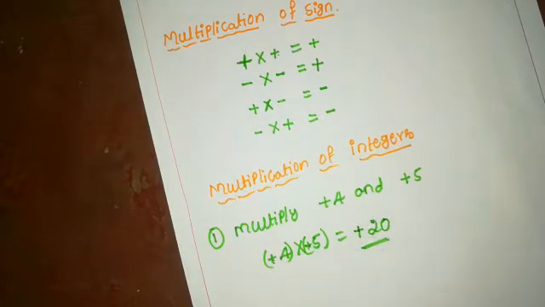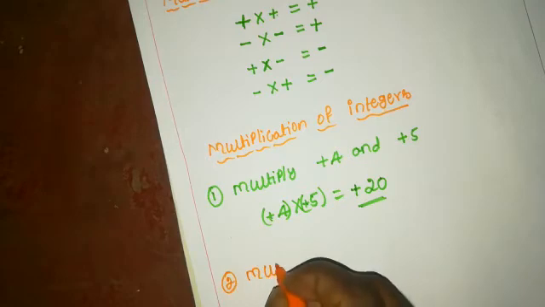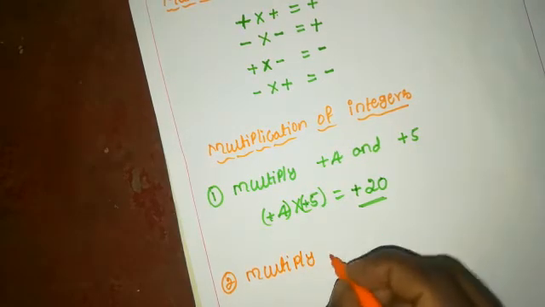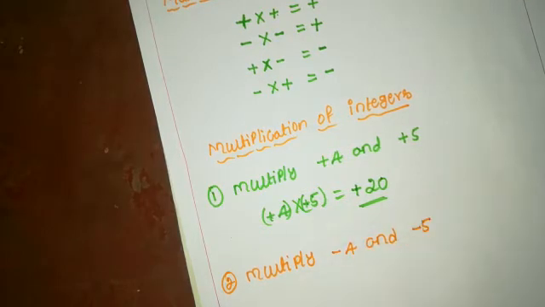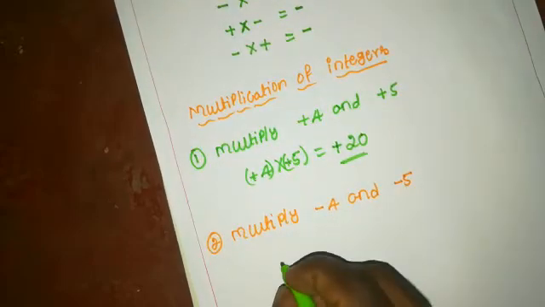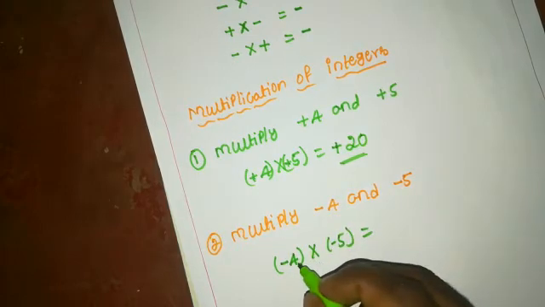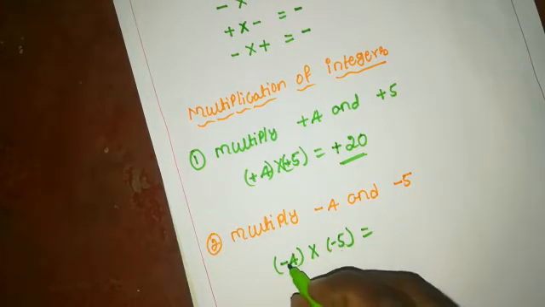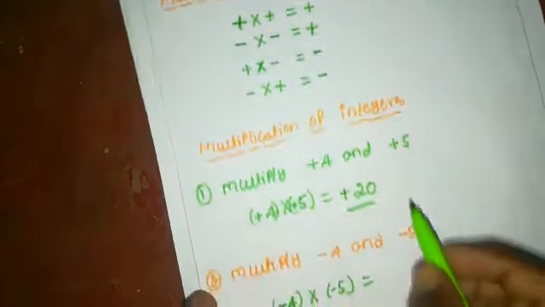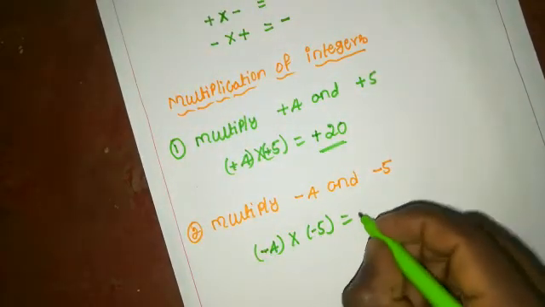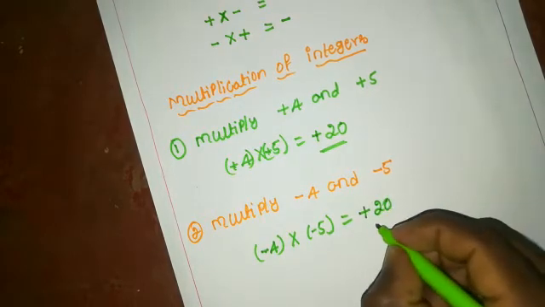For example, if two integers have the negative sign, how do we multiply? Let's see. Multiply minus 4 and minus 5, which means minus 4 into minus 5. At first we multiply the signs: minus into minus is plus, as we have already learned. When we multiply two negative signs, we get positive. Now again, 5 fours are 20. We get plus 20 as the answer.